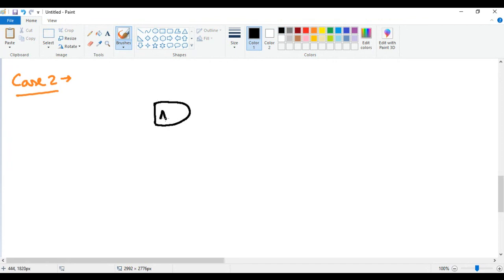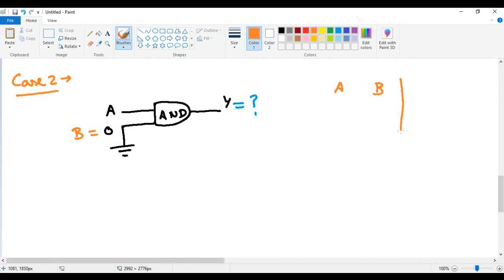Suppose you again have the AND gate, with two inputs again. In this case, one input is A and the other input is 0, and suppose this is ground, ground means 0. Let us draw the output first, and again they will ask what will be the value of Y. Let us assume it to be B. So if you have A and B, the output is Y, which is equal to A dot B. So let's try to calculate.